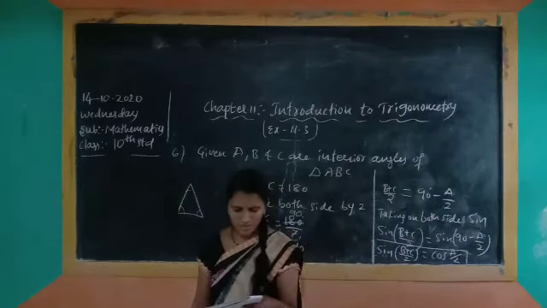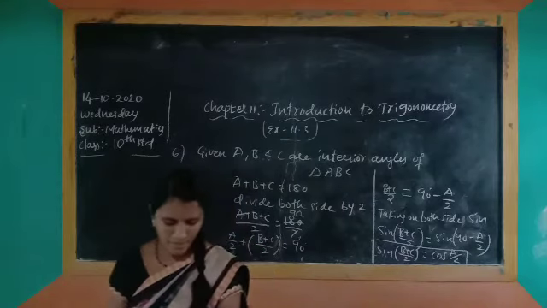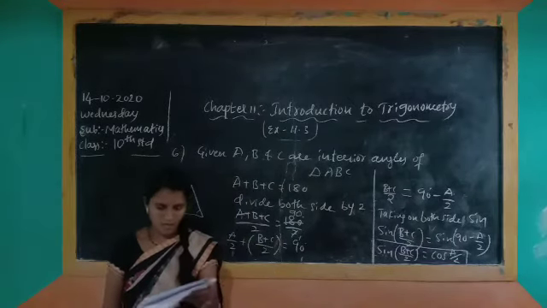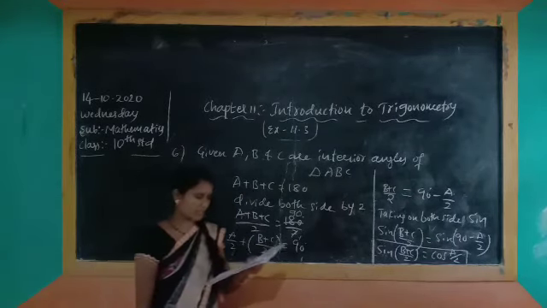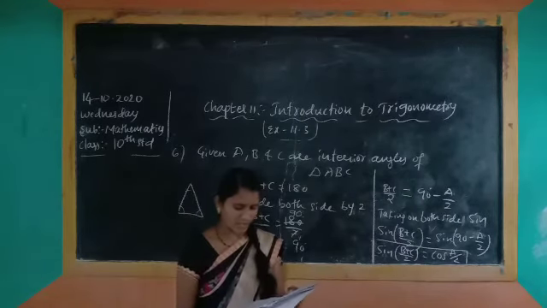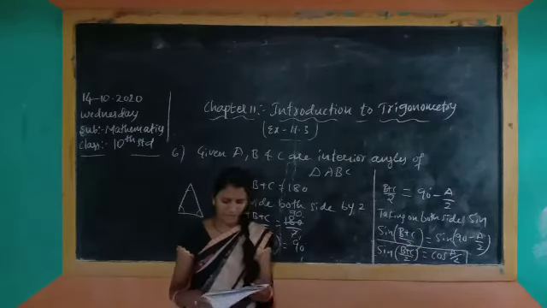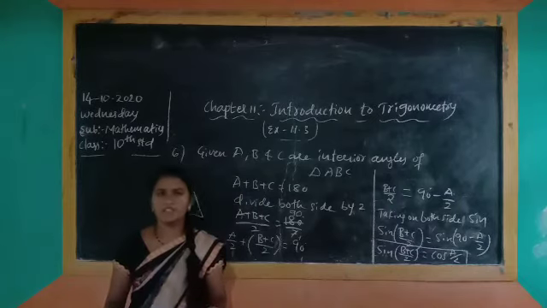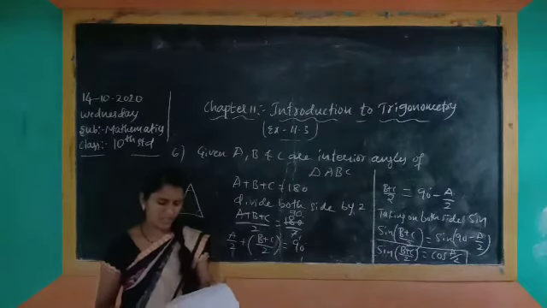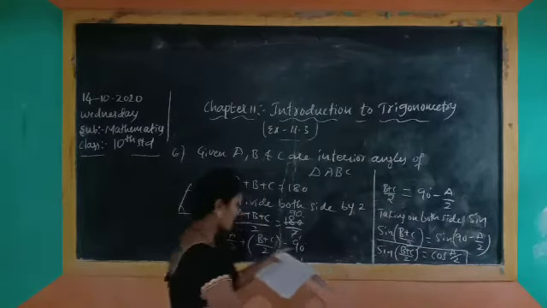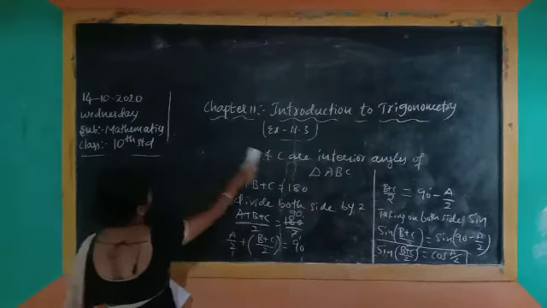Next, 7th question: Express sin 67 degrees plus cos 75 degrees in terms of trigonometric ratios of angles between 0 degrees and 45 degrees. Whatever they have given, you already know: sin of 90 minus an angle gives cos. Just write here the complementary angles.